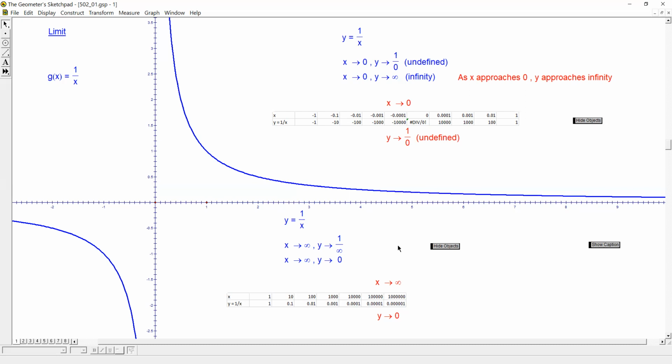Okay, so let me answer the question. You cannot put equal because infinity is not an exact number. We don't know the exact value of that number. Once you put equal there, it has to be an exact value. Infinity is not an exact value. So we can only say that x approaches infinity, nearer and nearer, closer and closer to infinity.